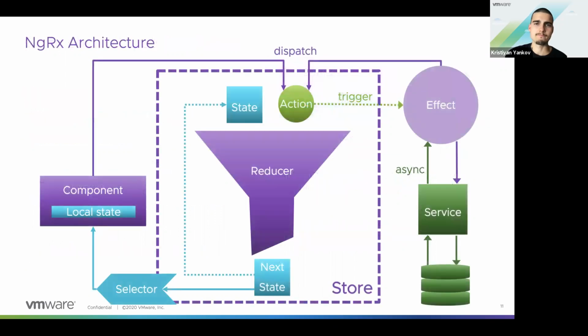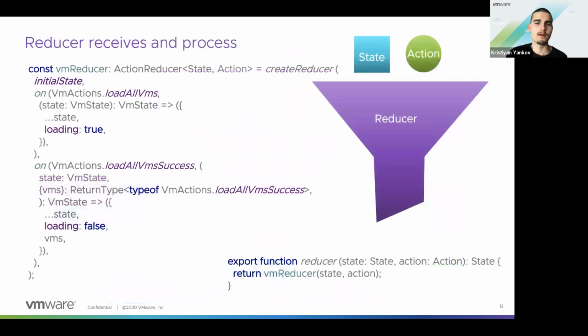But we should keep in mind that actions are just events. They shouldn't be like commands. They shouldn't tell the store what to do. Instead, the store knows what to do because of this funnel here in the middle called the reducer. A reducer is a function that accepts an accumulation and a value and returns a new accumulation.